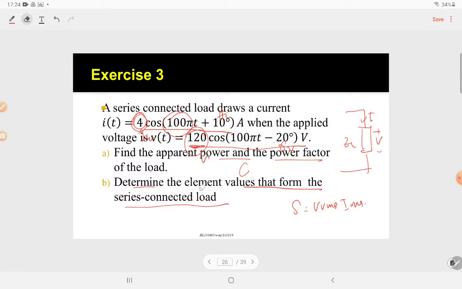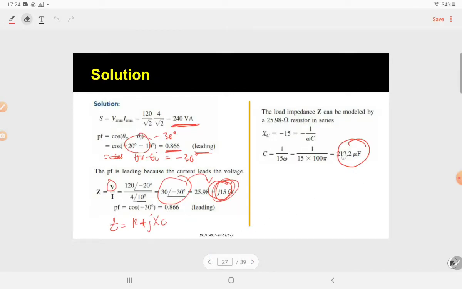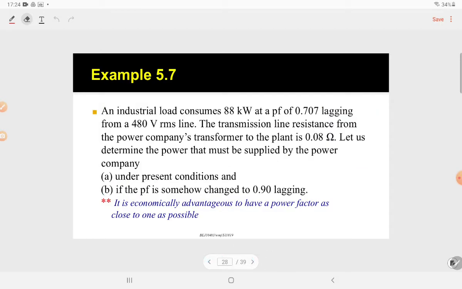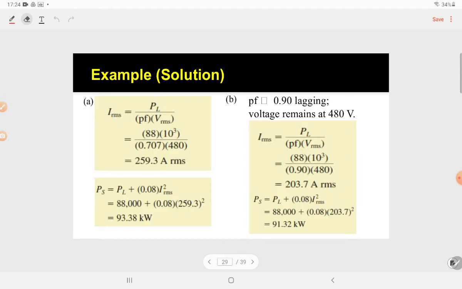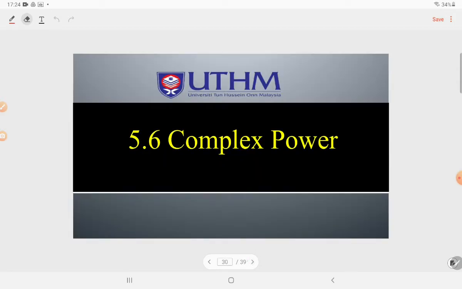When they say element value, that means we know from part A that the element we are looking for is a capacitor. So C equal to 212.2 microfarad. There are a lot of examples over here. Maybe you can go through some of the examples yourself. Maybe we can finish this example, and after that, we continue our complex power with a differentiation.